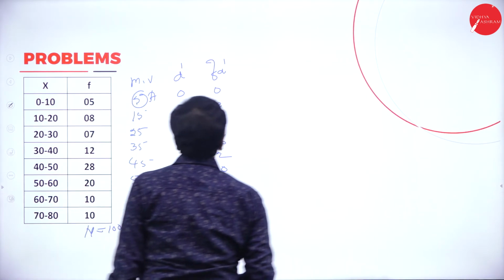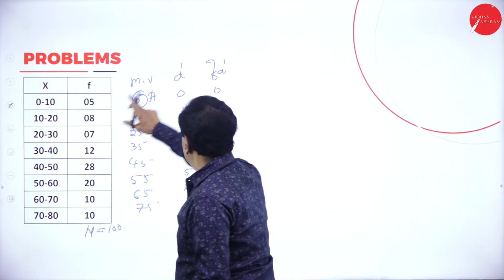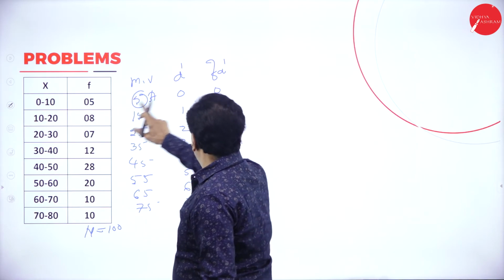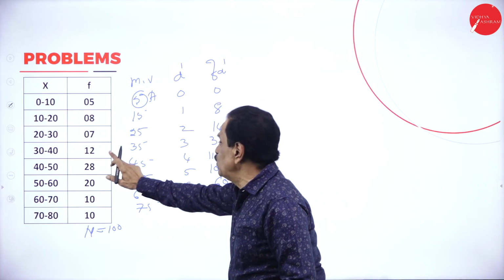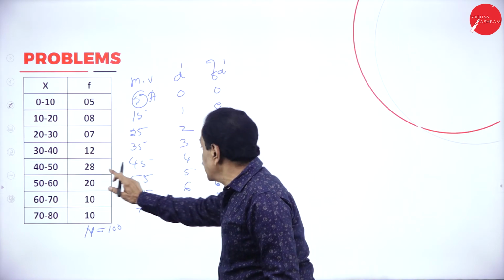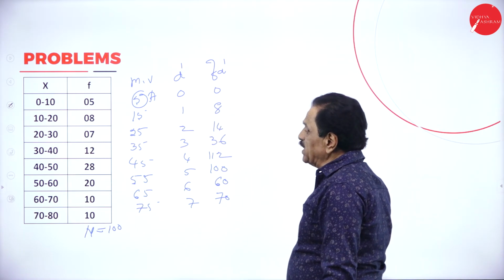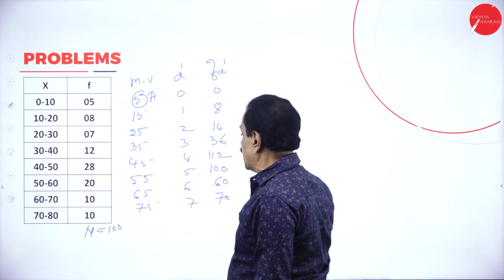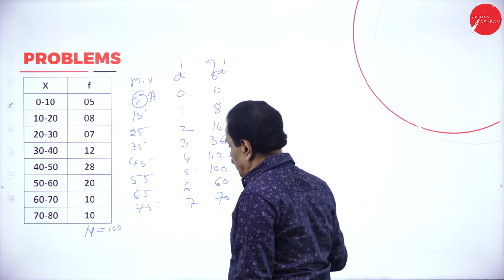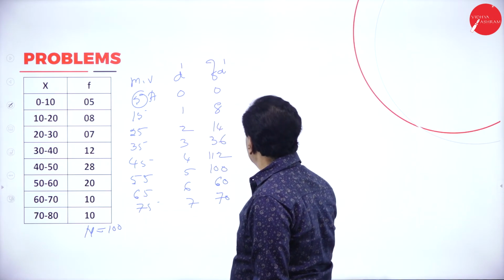I'll repeat once again. Frequency into D dash. 5 into 0 is 0. 8 ones are 8. 7 twos are 14. 12 threes are 36. 28 into 4 is 112. 20 into 5 is 100. 10 into 6 is 60. 10 into 7 is 70.